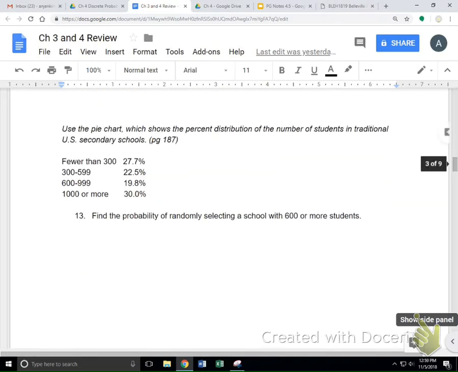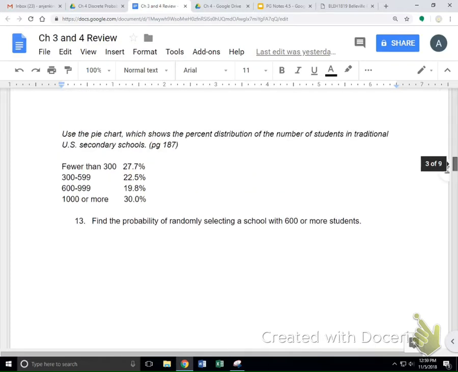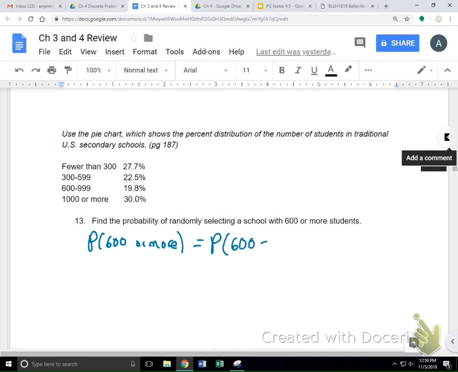So I couldn't put a pie chart on here. I typed these up so you could see the values. It says, find the probability of randomly selecting a school that has more than 600 students. So the probability of 600 or more equals the probability of 600 to 999, plus the probability of 1,000 or more.